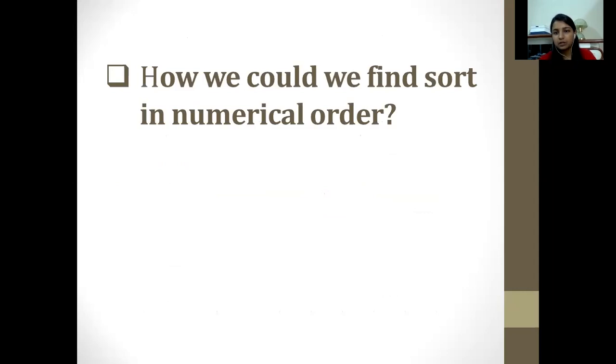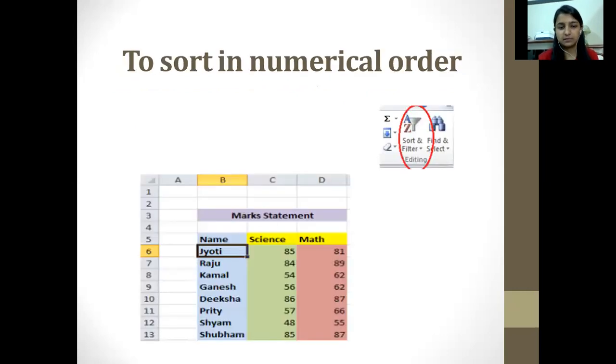Okay. So yes. So what do you think, how could we find the sort in numerical order option in Excel? Like I have shown you the option that was coming in Data, how could we find the numerical order option? Where could we find it? Let's see. In the Sort and Filter option only. Here you can see that we can find the option for numerical sorting as well.